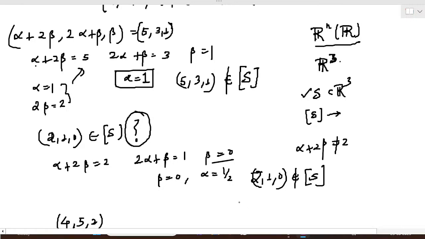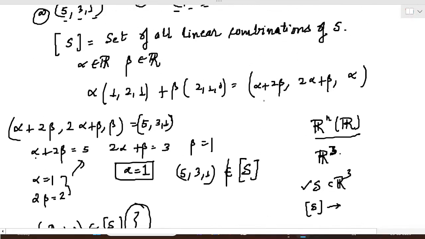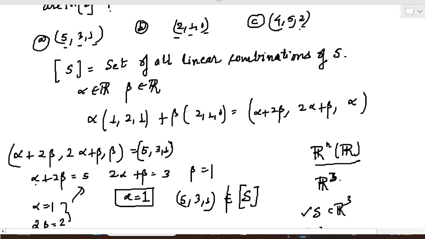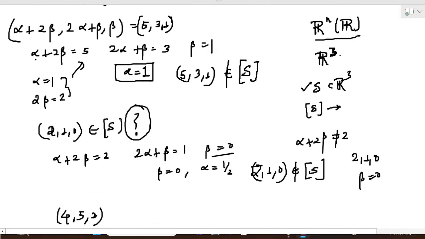alpha was half. How can that be? 2 comma 1 comma 0 cannot belong to S, right? So 2 comma 1 comma 0, how can that belong? Say for 2 comma 1 comma 0 to belong, then beta should be equal to what? 0. Is that right now? Let me look carefully once. Okay, what is that? I mean, 2 comma, that was very much clear now. So okay, yes, indeed it belongs.